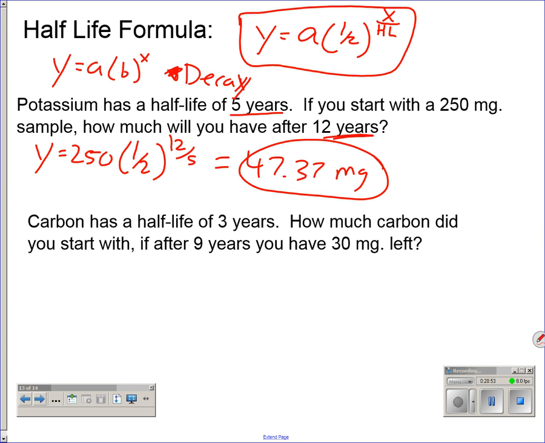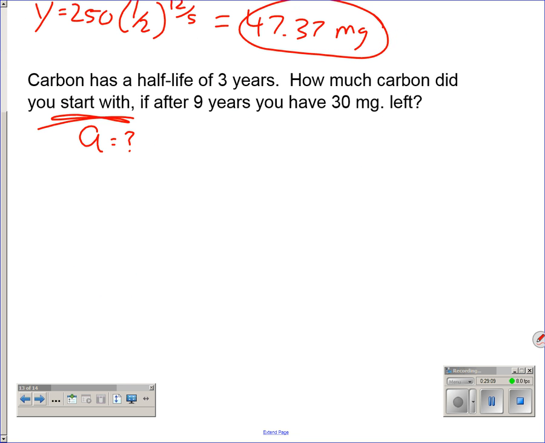What about working backwards like we've done so many times? Carbon has a half-life of 3 years. How much carbon would you start with? It wants to know what a equals if after 9 years you have 30 milligrams left. So 30 equals, because that's the end game, we're working backwards to solve for a.